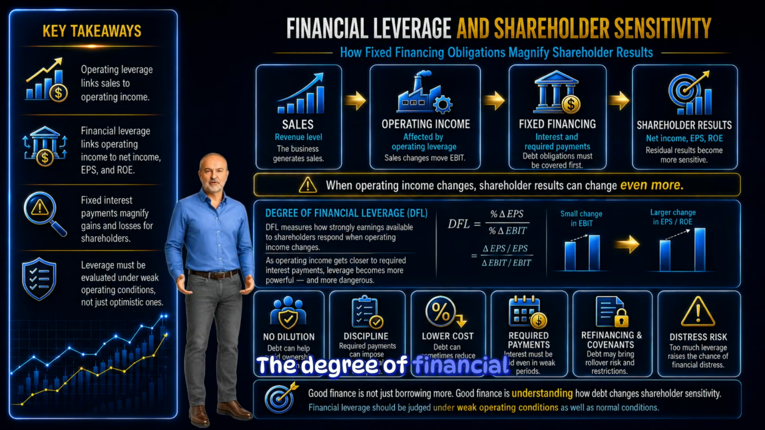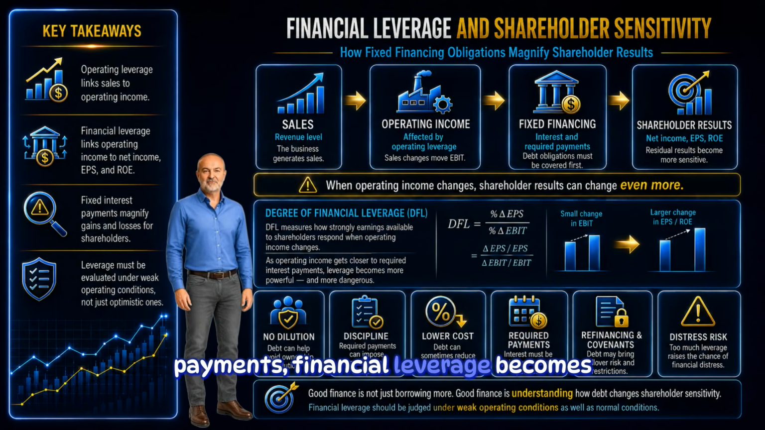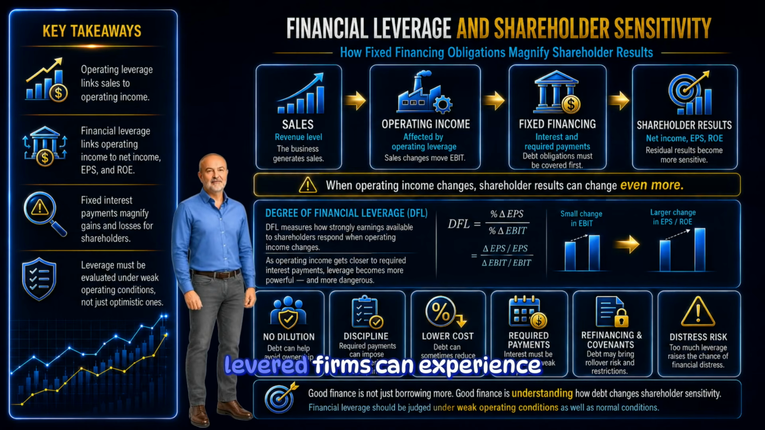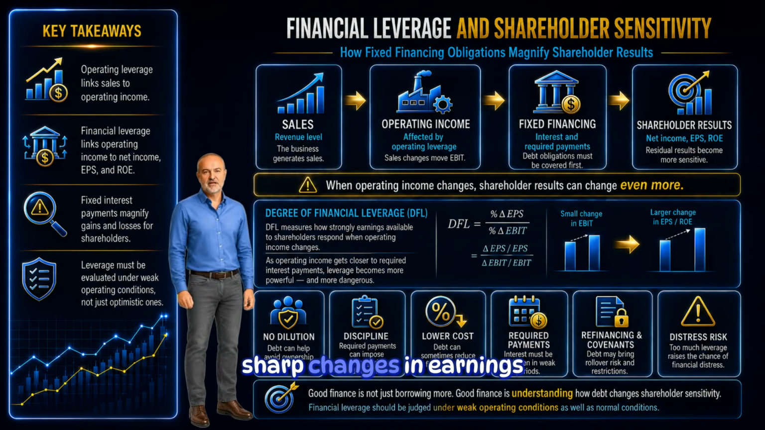The degree of financial leverage, shown in the background visual, captures this sensitivity. It asks, when operating income changes, how strongly do earnings available to shareholders change? As operating income gets closer to required interest payments, financial leverage becomes more powerful and more dangerous. This is why highly levered firms can experience sharp changes in earnings per share and return on equity even when operating income moves only modestly.